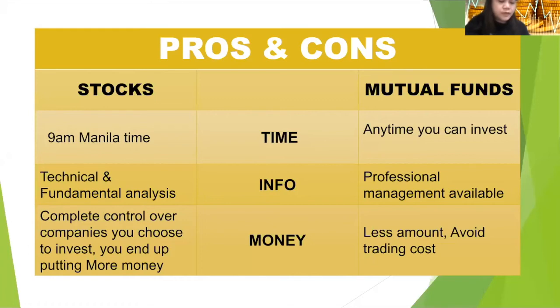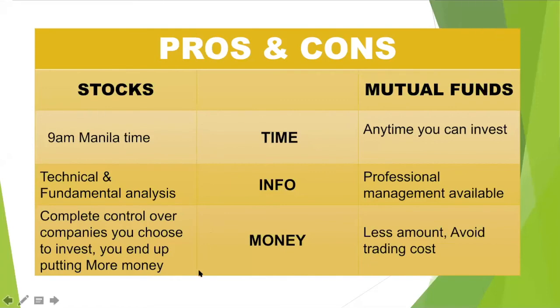Then with stocks, you have complete control over the companies you choose to invest in. You choose the stocks. And you end up putting in more money, because if you choose different companies, of course you need more money. Unlike mutual funds, less amount, and you avoid the trading cost. But you have no control over the companies you put your investment in, because the fund manager has the control.